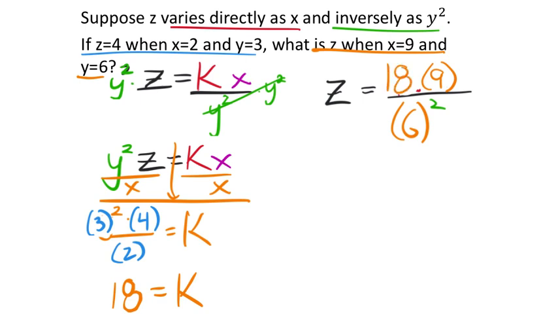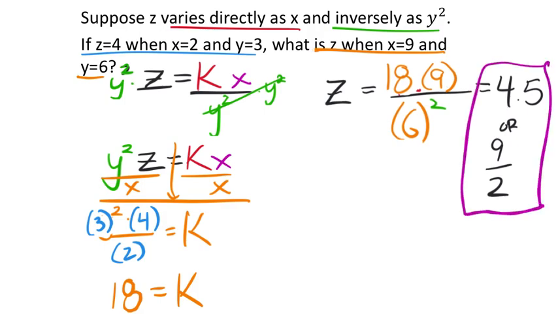So in my calculator, I've got 18 times 9 divided by 6 squared. Don't forget the square, because I almost did that one time. And I get a z of 4.5. If you want the fraction, just push that double arrow button above enter, and you get 9/2. But either one of these would work for your z value.